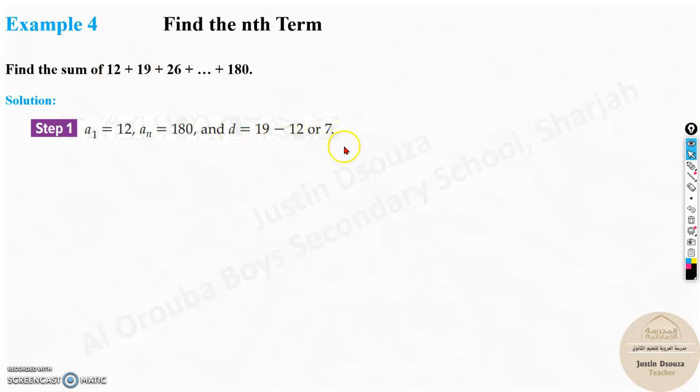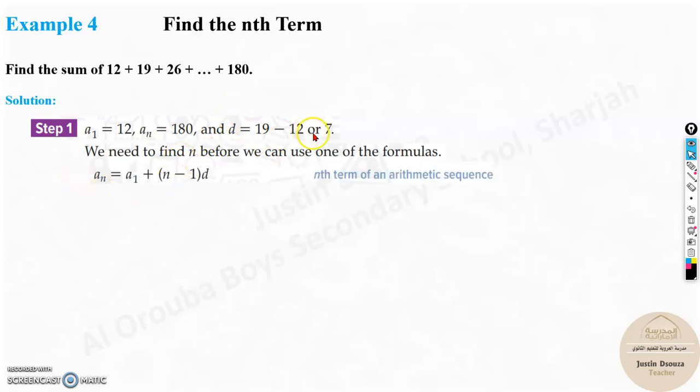Okay. Why do we find d? The reason is we do not know the n value in this. So we need n before we can use one of those formulas. Now in this case we know a1, an, and even d, but we need to know n in both cases. Without that we cannot solve. So to find n, you can use this formula and solve. See, a1 is 12, an is 180, d is 7. You can easily solve for n.